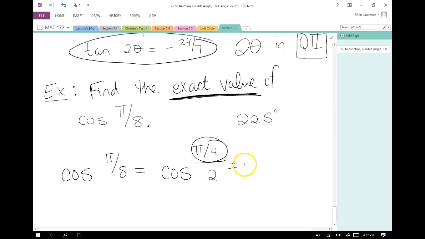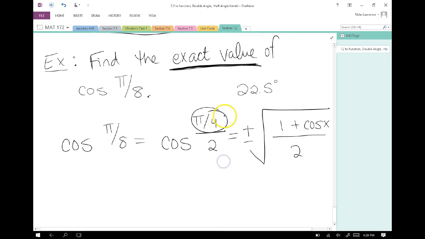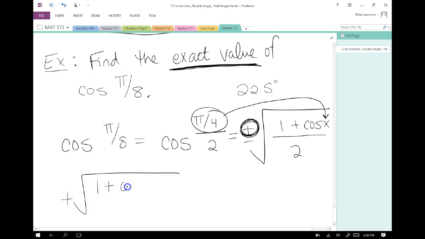So the half angle identity for cosine is plus or minus square root. And remember, your half angle identities contain cosine x. And cosine to cosine, they match, so plus. And 1 and over 2. And we're going to plug pi over 4 in because we're doing half of pi over 4. And pi over 8 is in quadrant 1. So our answer is going to be positive. Cosine's positive in quadrant 1. So this is going to be positive square root of 1 plus cosine of pi over 4 all over 2.